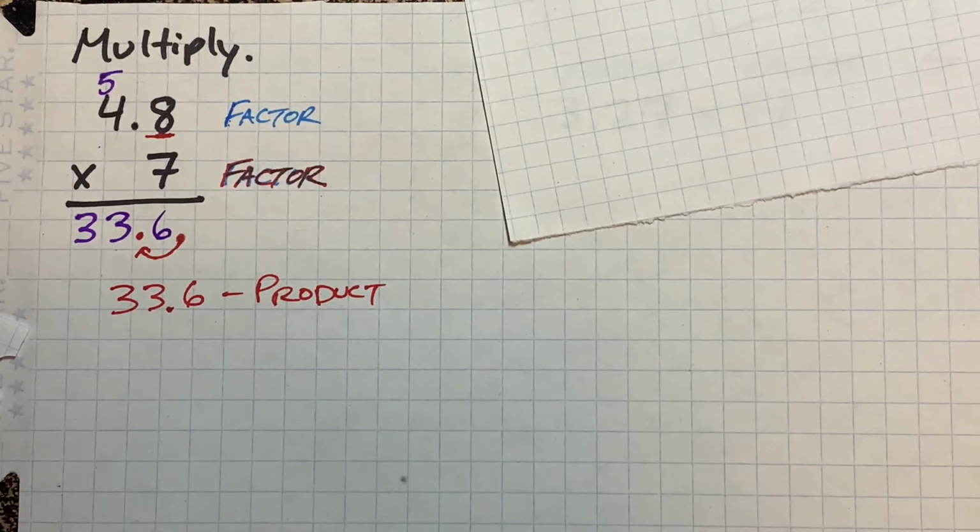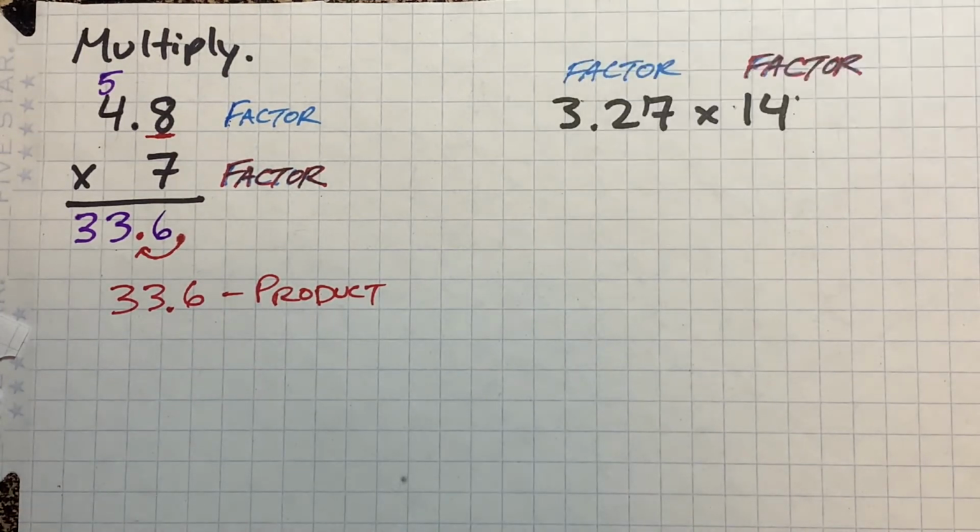Alright, so let's move on to the next one. Now with our last problem, we have the factor 3 and 27/100 times a whole number 14. So in the first 2 problems, we were working with multiplying decimals times decimals. With these 2 problems, we're going to be multiplying a decimal times a whole number.